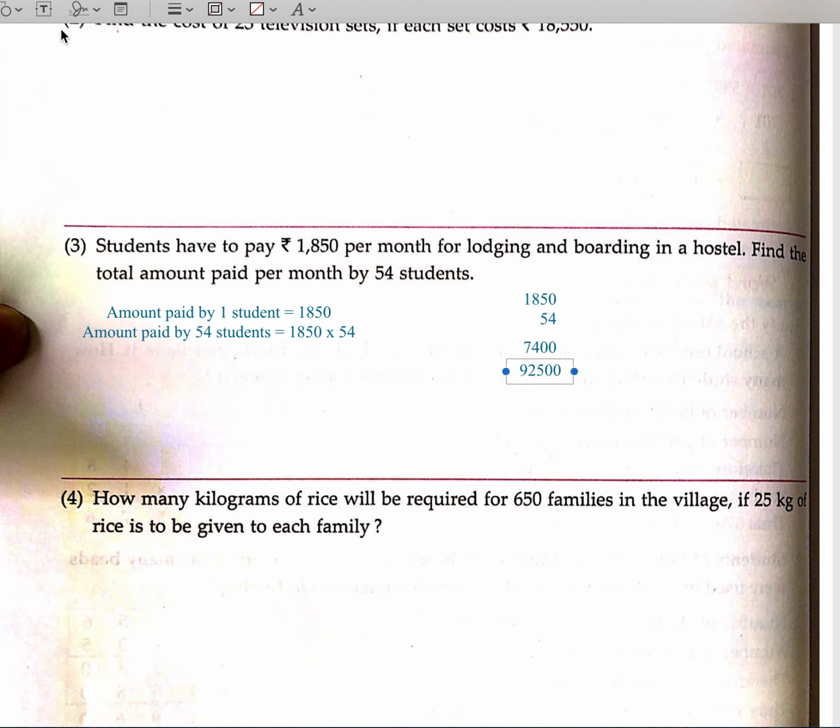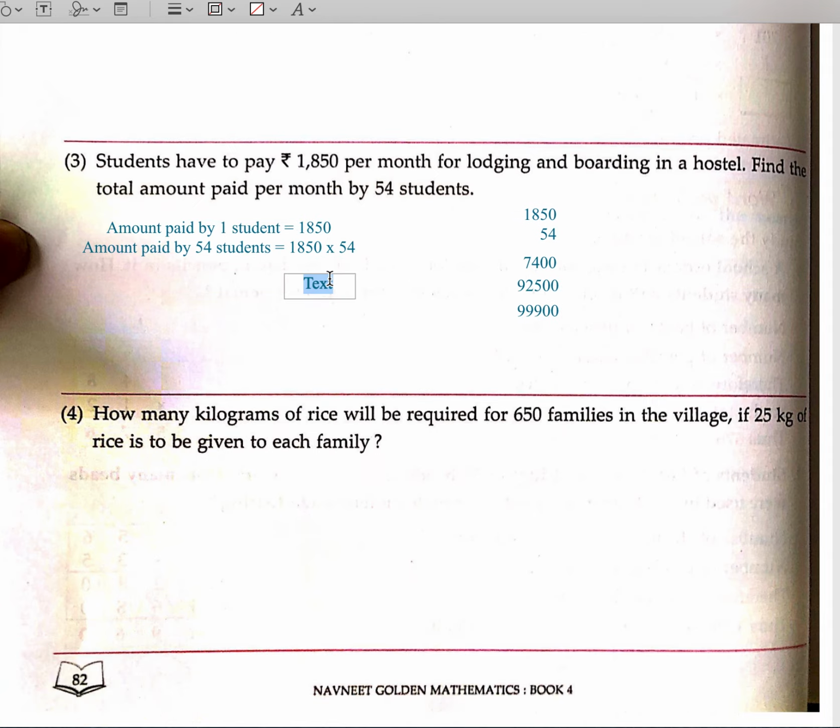Now we will write the final answer by adding both the numbers. So first, in the ones place we have 0 plus 0, which is equal to 0. Next we also have 0. Then we have 5 plus 4, which is equal to 9. Then 7 plus 2, which is also equal to 9. And then another 9. 9 plus 0, 9. So the final answer is 99,900. So the amount paid by 54 students is equal to 99,900 rupees.